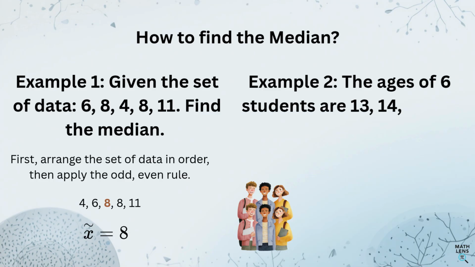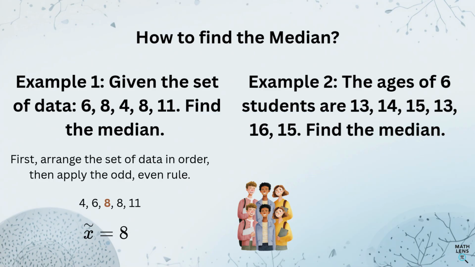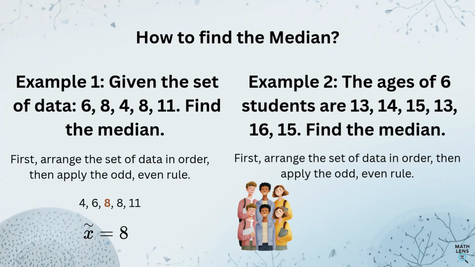Here, the ages of 6 students are 13, 14, 15, 13, 16, and 15. We again start by arranging these ages in order. 13, 13, 14, 15, 15, 16. This time, we have an even number of values, so we take the average of the two middle numbers, 14 and 15, to find the median, giving us 14.5.